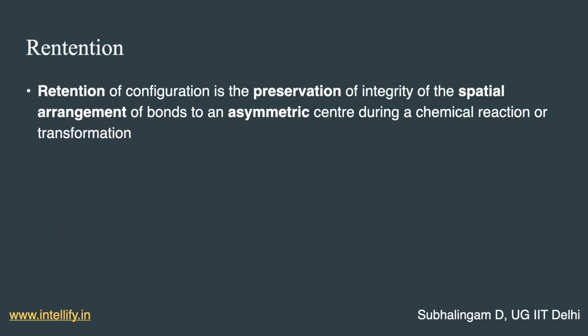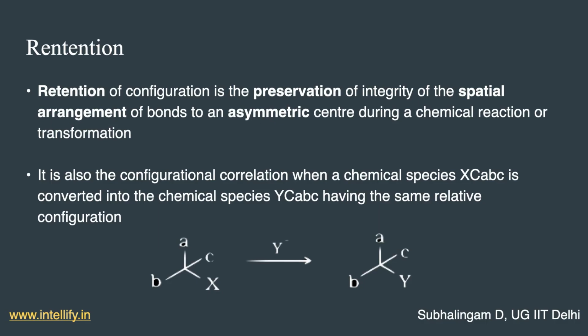Retention. Retention of configuration is the preservation of integrity of spatial arrangement of bonds in an asymmetric center during a chemical reaction or transformation. In simple words, if you take a compound having a spatial arrangement and a carbon having 4 different groups around it, then after the reaction, if the spatial integrity, that is the relative orientation of all the groups, is preserved, then the compound is said to have retention in its configuration after the chemical reaction.